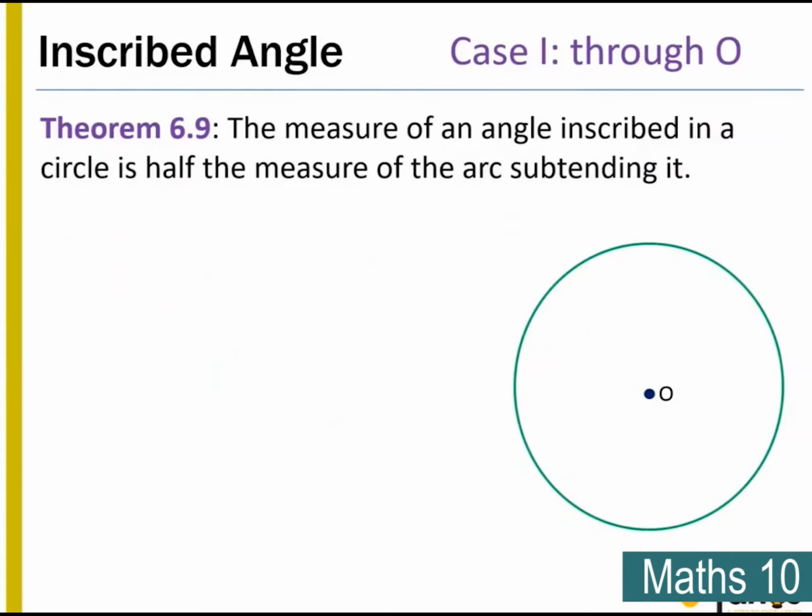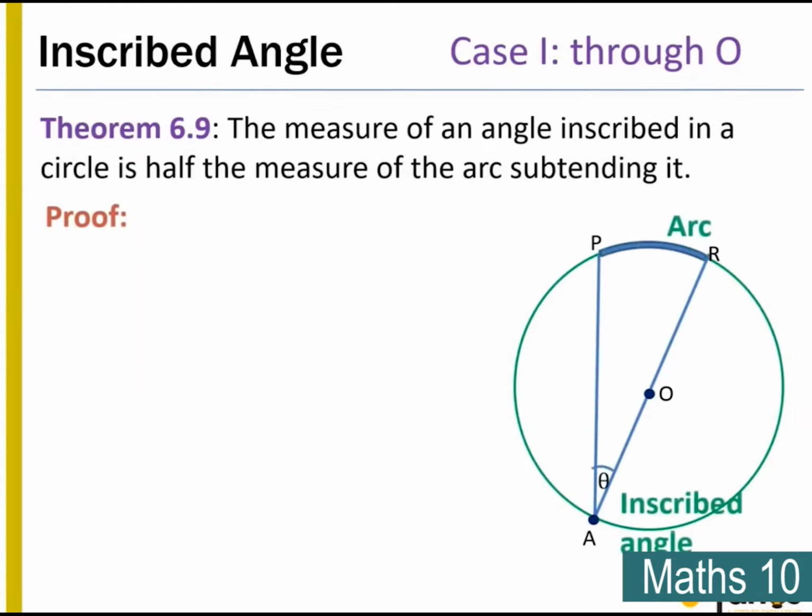Inscribed angle. Theorem 6.9. The measure of an angle inscribed in a circle is half the measure of the arc subtending it. Case 1, where the line goes through the centre O. Here's the proof of this theorem for case 1. Here's the arc, and here's the inscribed angle, theta.